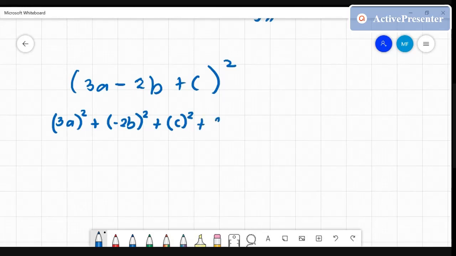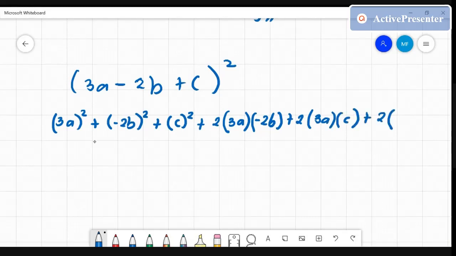Fourth term, twice the product of the first term, 3a, times the second term, 2b, plus twice the product of the first term times the third term, c, plus twice the product of the second term, 2b, times c. Now let us simplify. So, 3a squared is equal to 9a squared plus negative 2b squared is equal to 4b squared plus c squared.